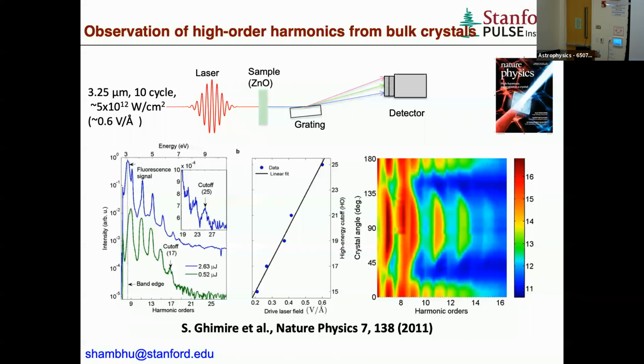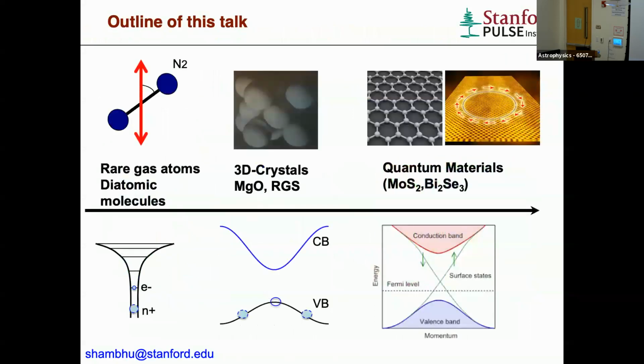This is one of the representative spectra where we saw high order harmonics up to the 25th order, and a nice crystallographic orientation dependence. It was a zinc oxide crystal that was used. That experiment sparked interest in the community to use this type of high harmonic spectroscopy to understand materials, to see the potential. What can we do in materials?